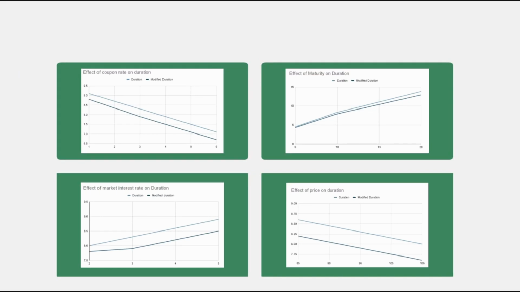As you can see, here we explored the effect of coupon rates on duration. As shown in the table, when the coupon rate increases from 1% to 6%, both duration and modified duration decrease. This is because higher coupon payments return more value earlier to the holder, reducing the time-weighted exposure to interest rate risk. You can also see this trend in the graph, where the line slopes downward.